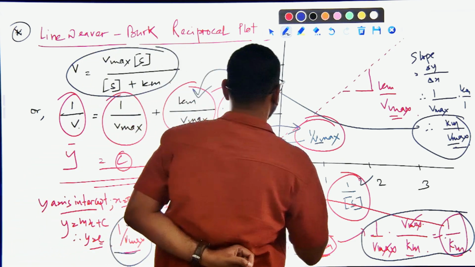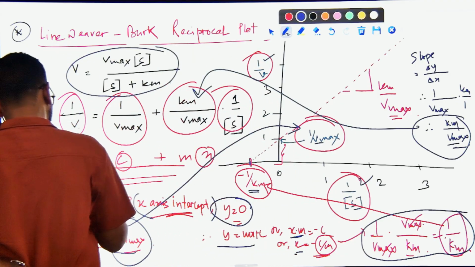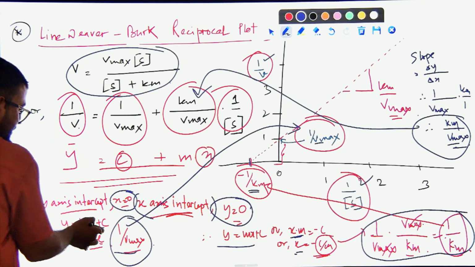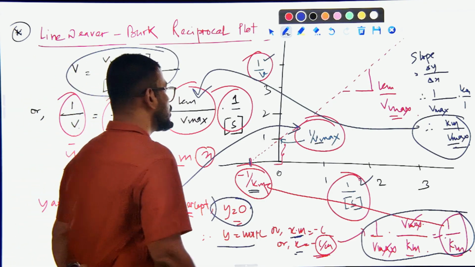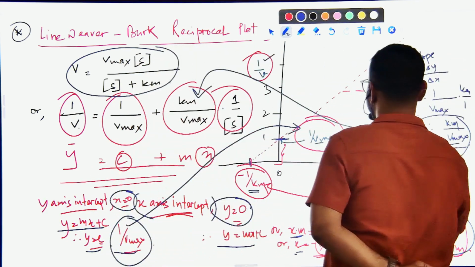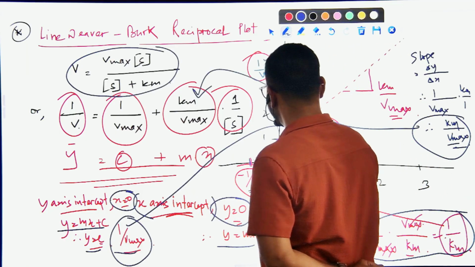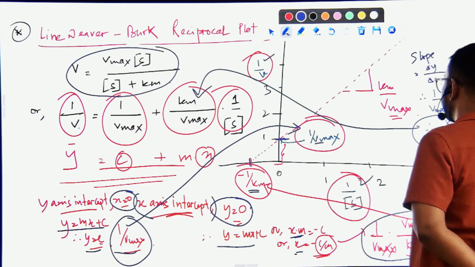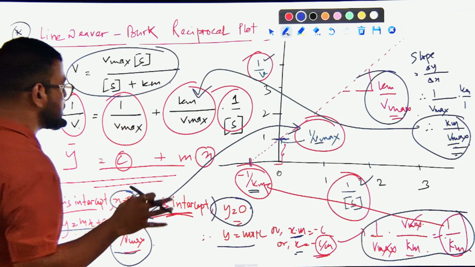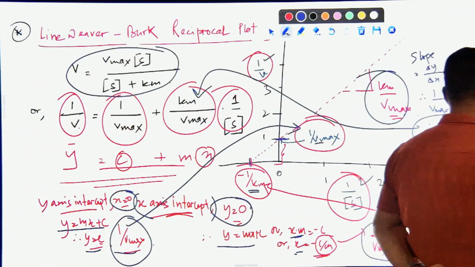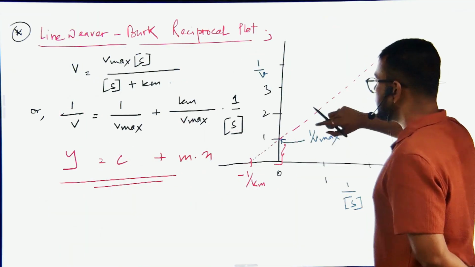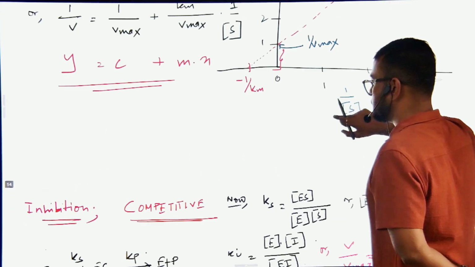Similarly, for the y-axis intercept, x equals 0. If x equals 0, then mx is 0, then y equals c, that means 1 by Vmax. So our y-axis intercept is 1 by Vmax. Now the slope is y by x. We take y, that means 1 by Vmax, by x, that means 1 by Km, finally getting Km by Vmax, which is our slope. This is how we establish this overall reaction. It's pretty simple, and all of you must be aware of it. So this is the Lineweaver-Burk reciprocal plot.